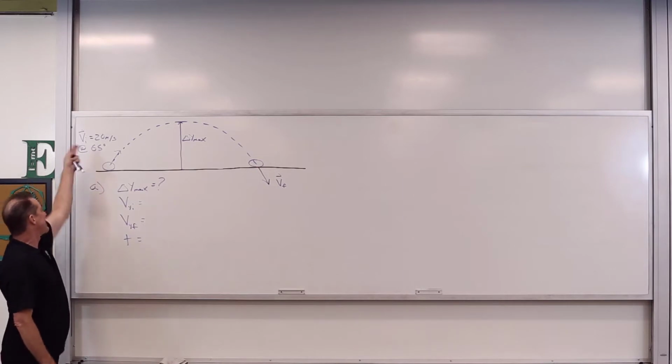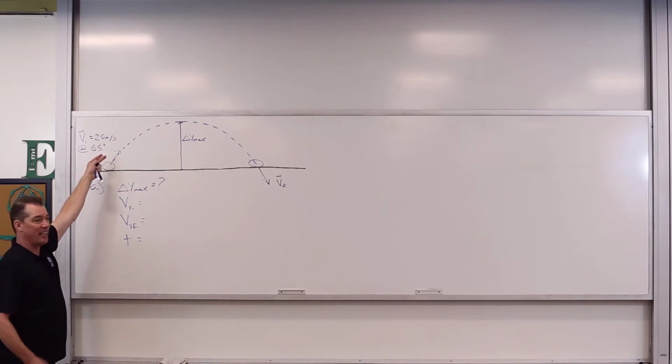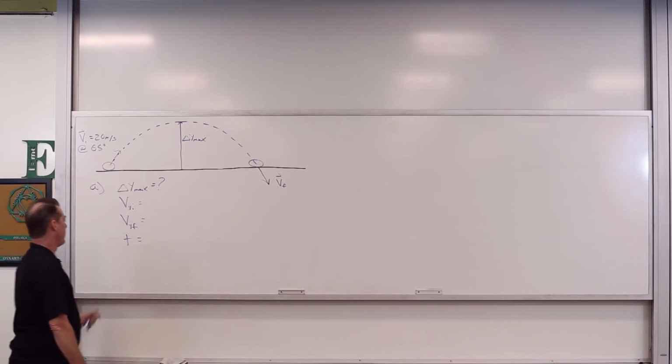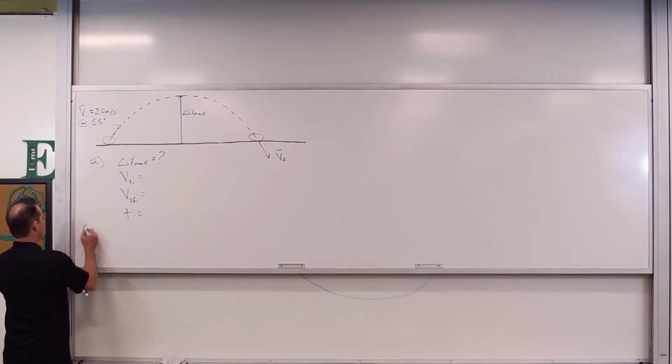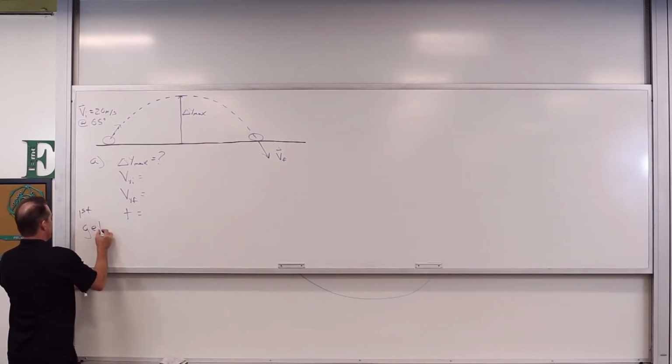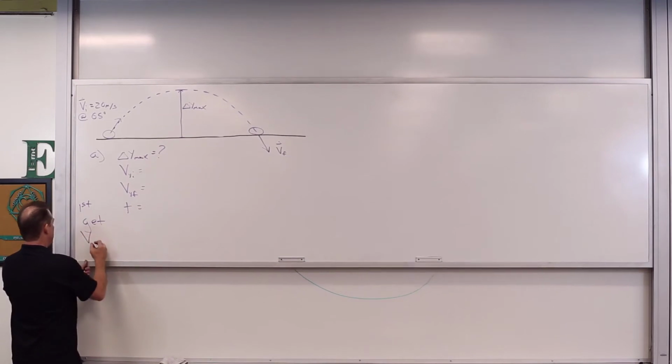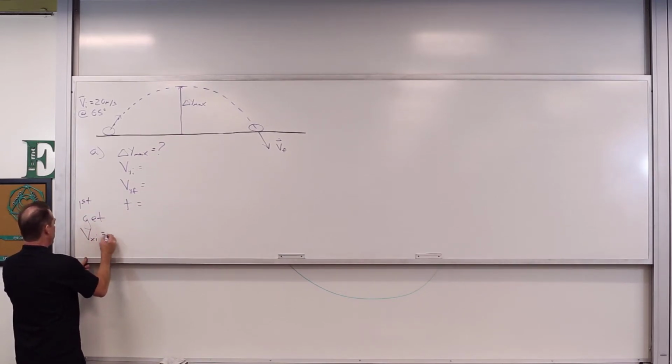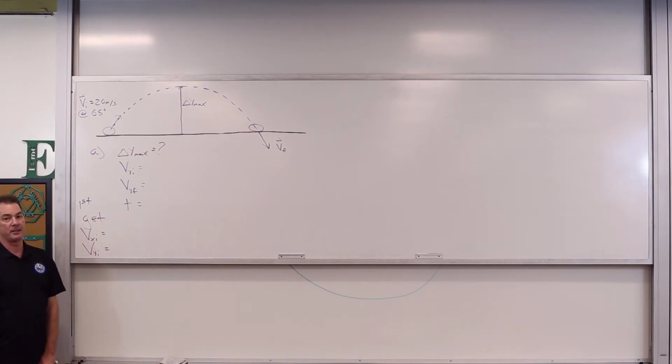Best place to start is take this initial velocity and resolve it into its x and y components. So first, get Vx initial and Vy initial. That's always going to be a good place to start. Find the components of the initial velocity.